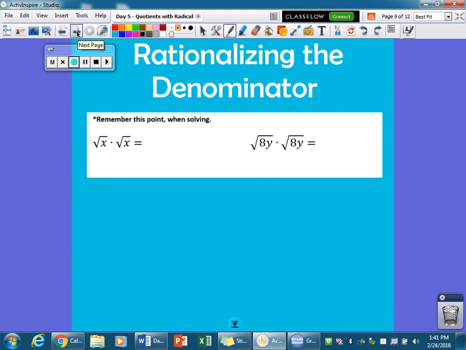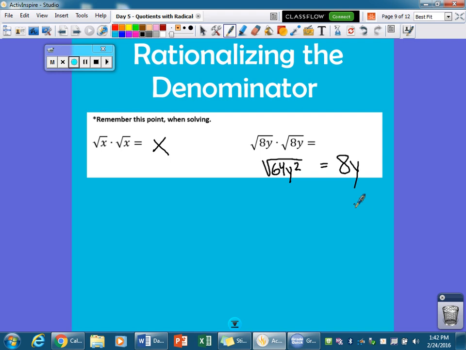All right, here's the second type of problem. Now we're actually going to introduce variables. We didn't have any variables before. We just had regular kind of numbers. Now we're going to have variables. But the same idea of our remember part. Square root of x times square root of x. Well, the square roots kind of cancel, and I'm just left with x. Over here, same idea. Square root of 8y times square root of 8y. I could solve it out the hard way, 64y squared, but it's really just equaling 8y.